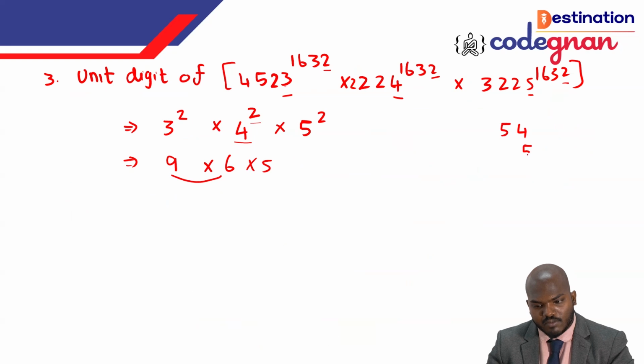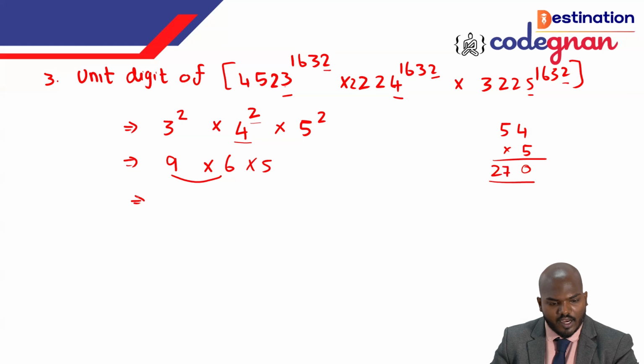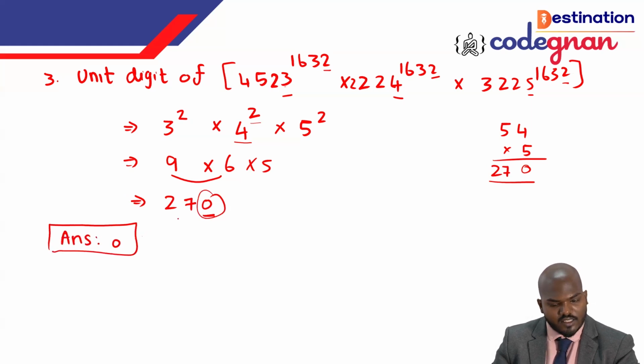And again, I'm multiplying by 5 here. If I multiply by 5, the last digit will give you 0, and 5 times 5 is equal to 25. 25 plus 2, we can call it 270. So you're getting the value 270. Again the last digit we have here is 0. So the answer of the question is 0 only. That answer is 0.